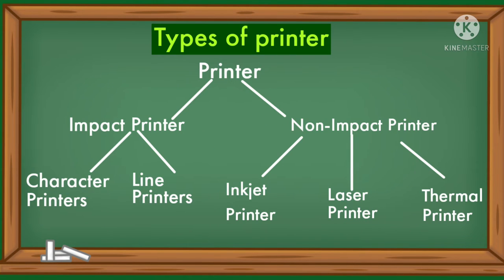Types of printer. There are two different types of printer: impact printer and non-impact printer. Impact printers are further divided into two categories: character printer and line printer. Non-impact printers are divided into three categories: inkjet printers, laser printers, and thermal printers.